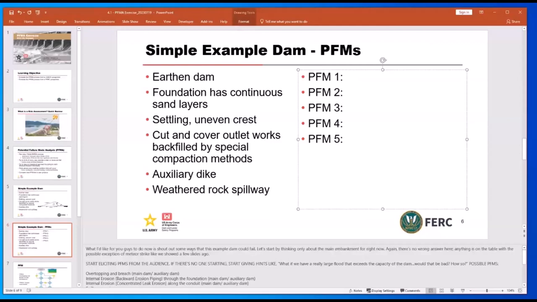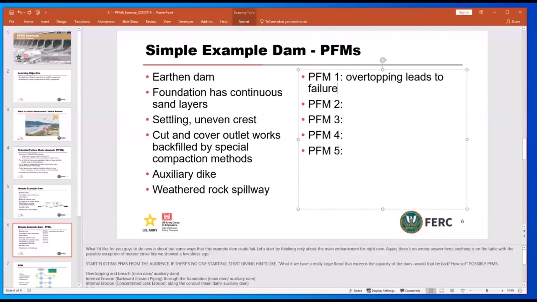What's that? Overtopping leads to failure, right? Because we're interested in what failure would be. So that's a good one. Saw a hand back here somewhere. Backward. All right.